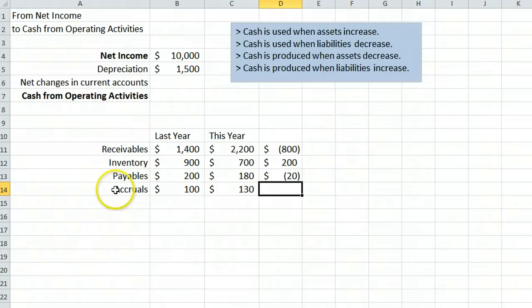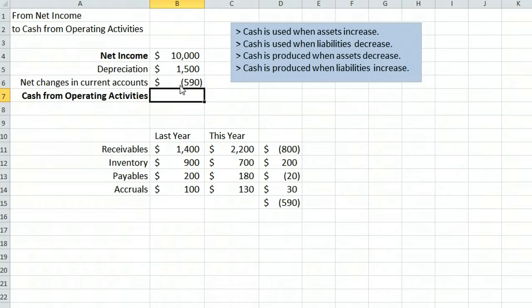And last, accruals, also a liability. They have increased here, and cash is produced when liabilities increase, so we want a positive number here. We can get that with 130 minus 100. So in total here, I'll do the sum, negative 590, and we'll carry that up to here.